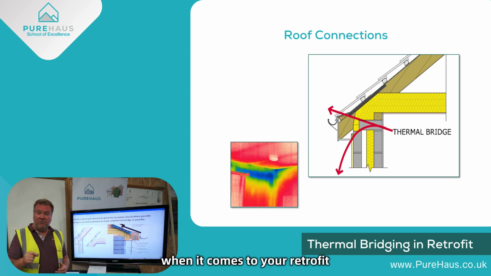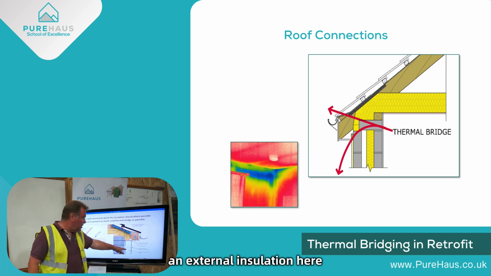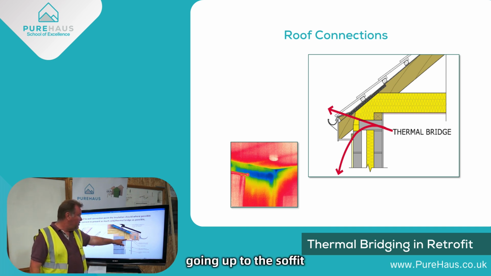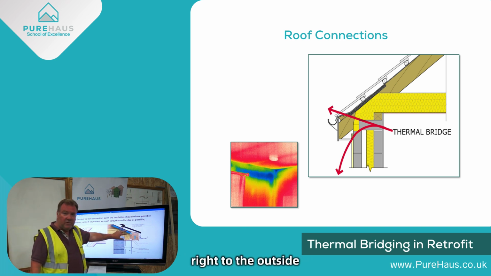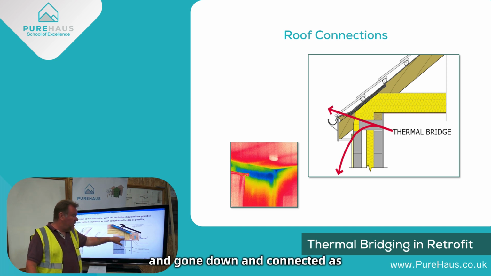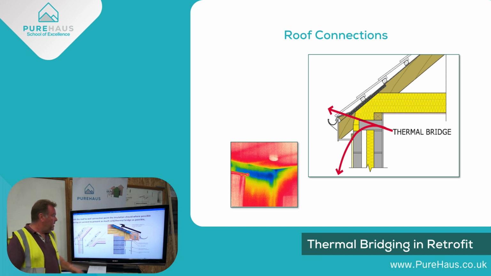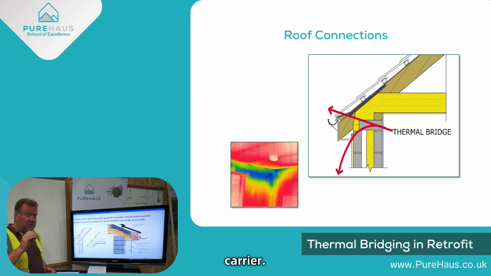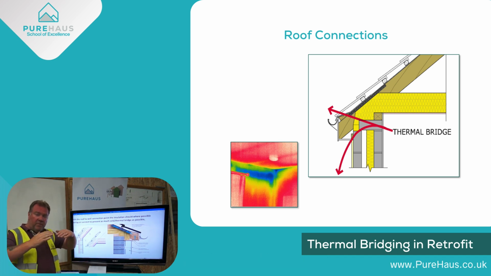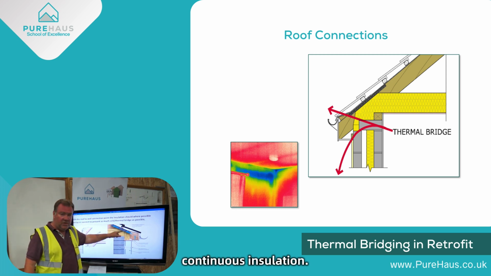When it comes to your retrofit, you've got to think differently. So retrofit, we have an external insulation here gone up to the soffit, but in the roof, the insulation has gone right to the outside and gone down and connected as best as possible to the outside insulation. And with an airflow or cavity eaves carrier put over the top to get airflow over the top and outside the insulation. So you've got a continuous insulation.